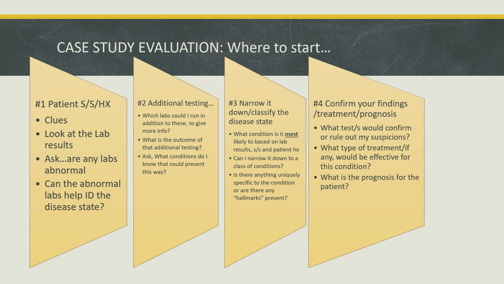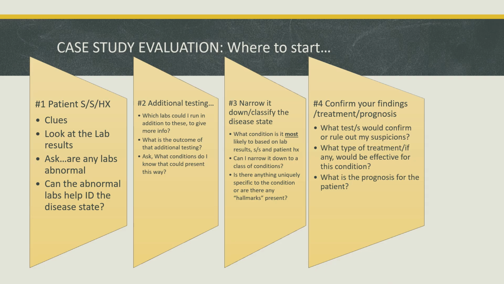So when we narrow it down or classify to the disease state, we're going to take all of the information that's been presented to us through our laboratory results, patient history, signs and symptoms, and maybe even some radiology exams that could be part of our case study. We ask ourselves, what condition is it most likely based on lab results, signs and symptoms, and patient history? And once I get to a condition, can I narrow it down further to a class of conditions within that realm? And then we're going to look for things that are uniquely specific to the condition.